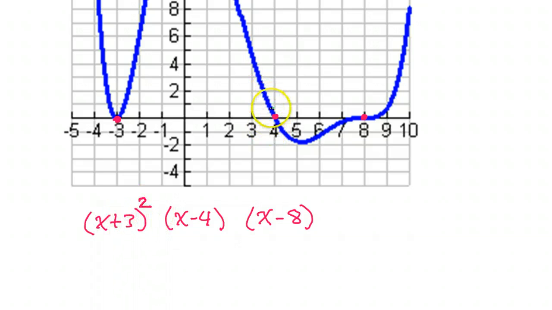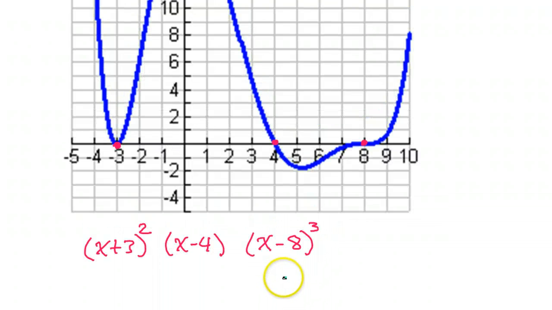We learned that when the graph passes straight through a 0 like this, then that's just a single root, so we're not going to put any extra exponents on it. But when we have an inflection like this, where it sort of flattens out and curves the other way, that indicates a triple root. So this will be a triple factor.